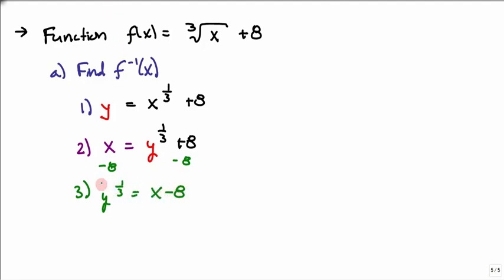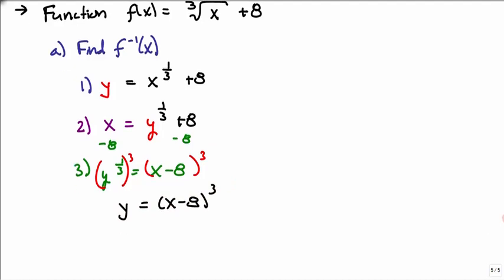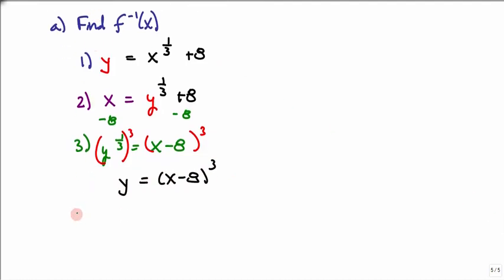And then we would cube both sides. Now the reason we cube both sides is 1/3 times 3 is 1. So on the left hand side I just get y equal x minus 8 to the 3rd. Our fourth step would then be to replace the value of y with f inverse of x, x minus 8 cubed. So that's an example of finding the inverse.